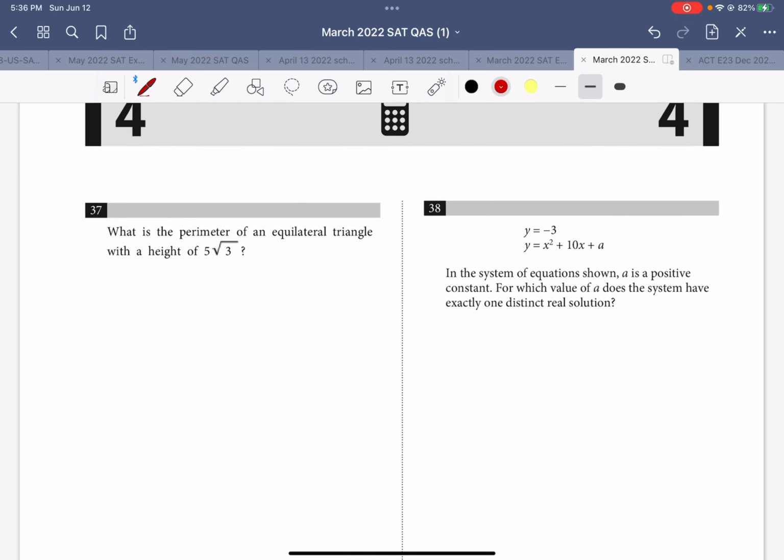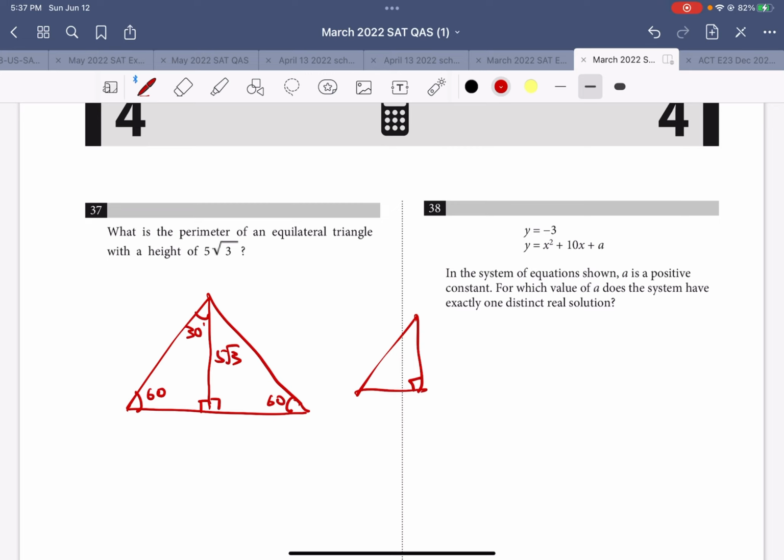Next one, number 37. What is the perimeter of the equilateral triangle? Let me draw the equilateral triangle. Height 5 root 3. So an equilateral triangle is all 60 degrees, right? All 60. So half of this one should be 30 then. So 30, 60, 90.